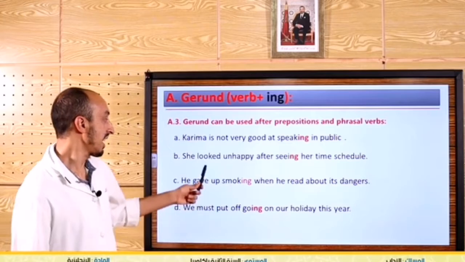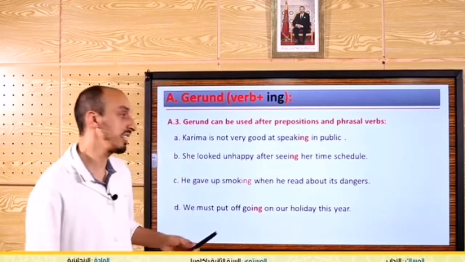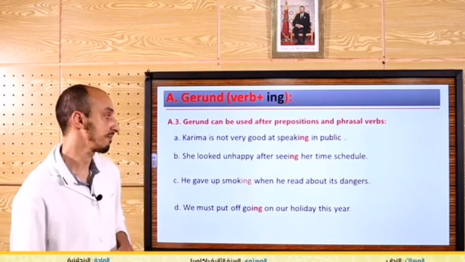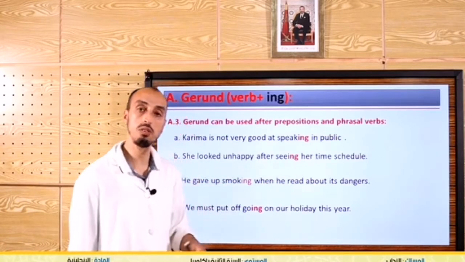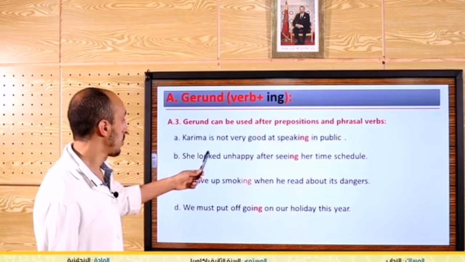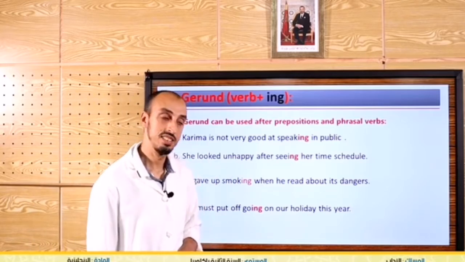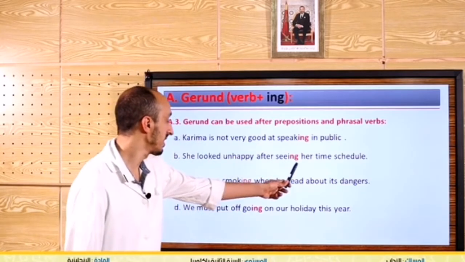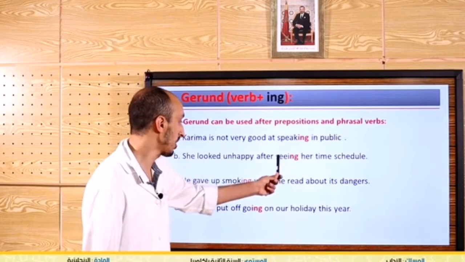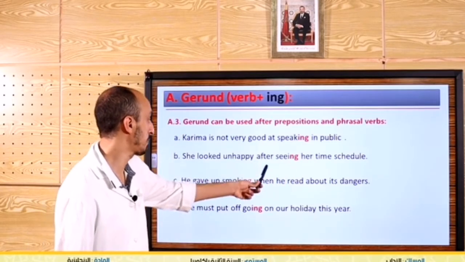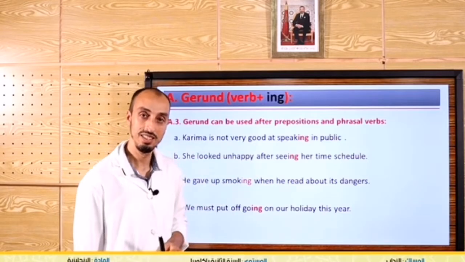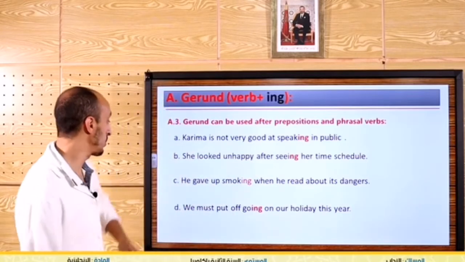B. She looked unhappy after seeing her time schedule or her timetable. Where is the gerund in this sentence? Seeing. Why is it in gerund form? Because we have the preposition after. Very good. Now let's move to C.